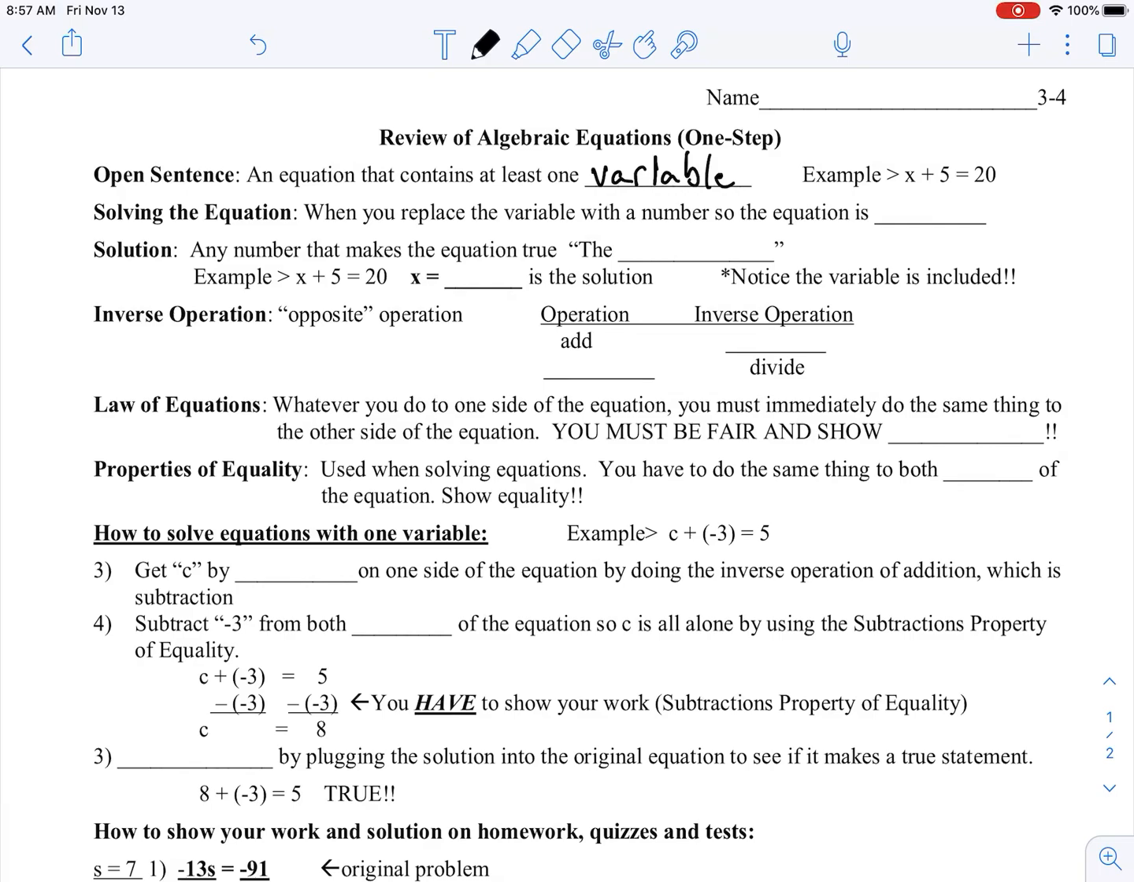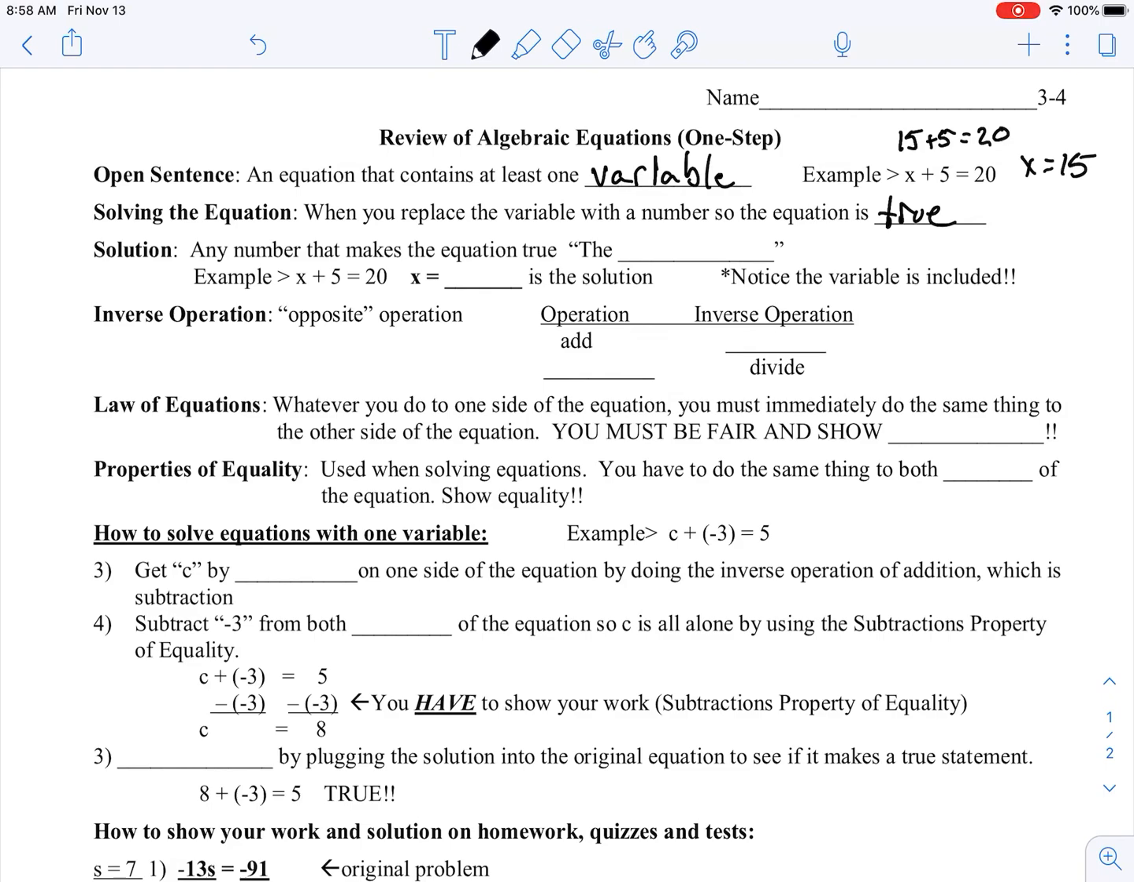So solving an equation is when we replace the variable with a number so that the equation is true. So up above here, what number would make this true? Well, we know that if we take 15 and add it to 5, that is 20. So solving this, we would say x is equal to 15, which would make this number sentence here true.